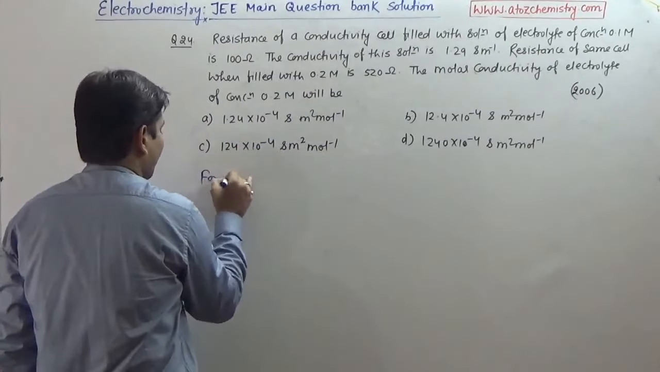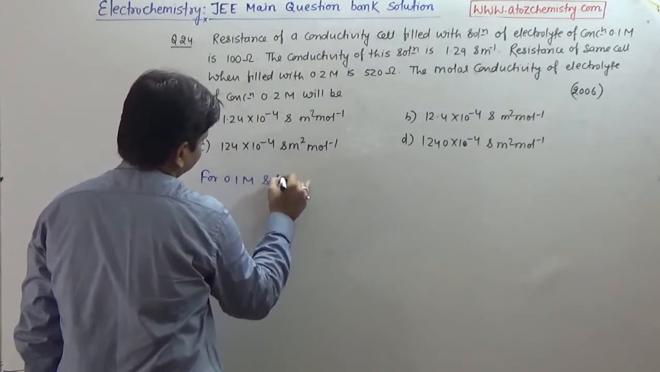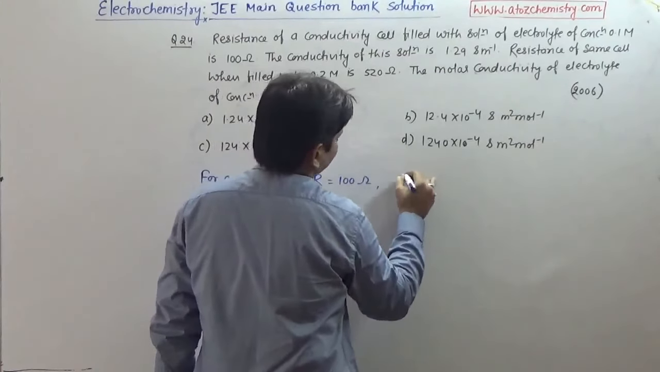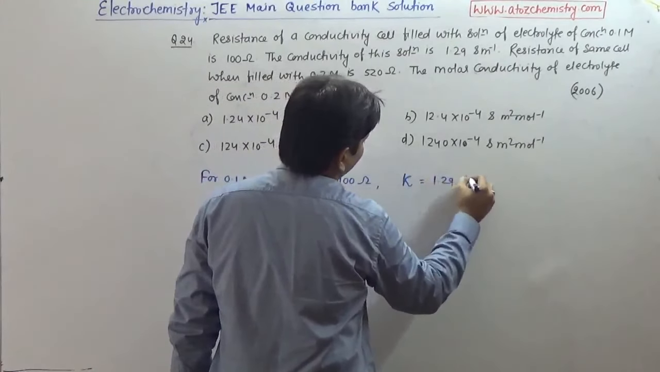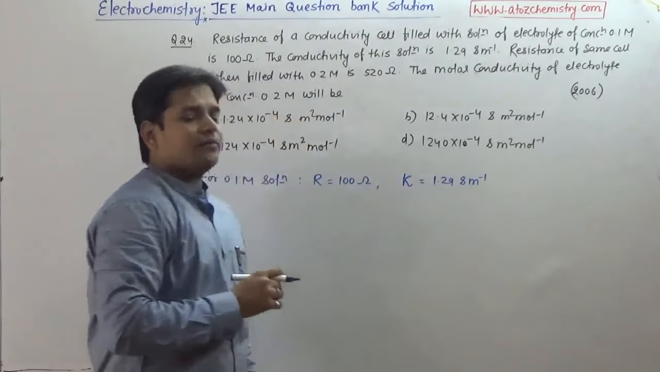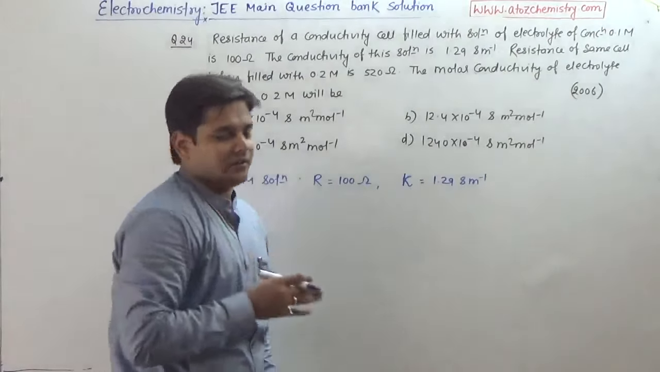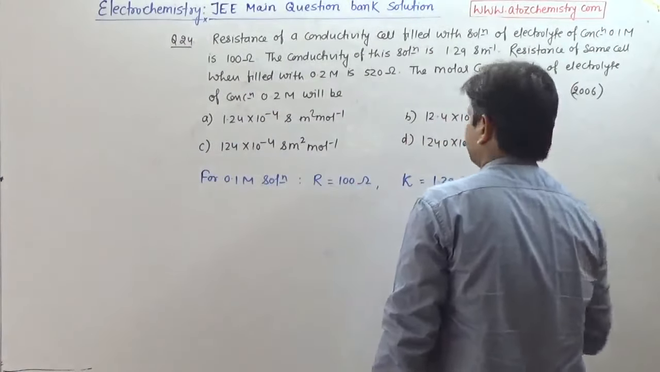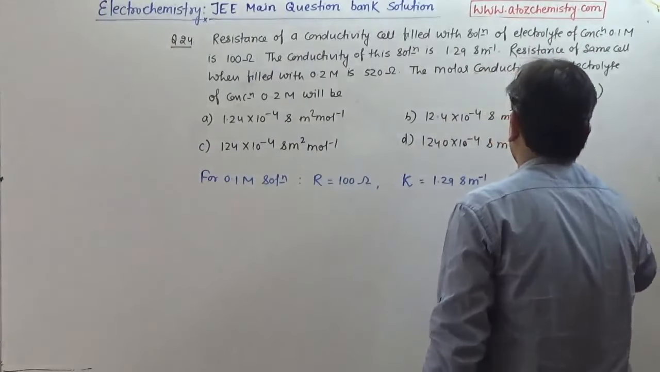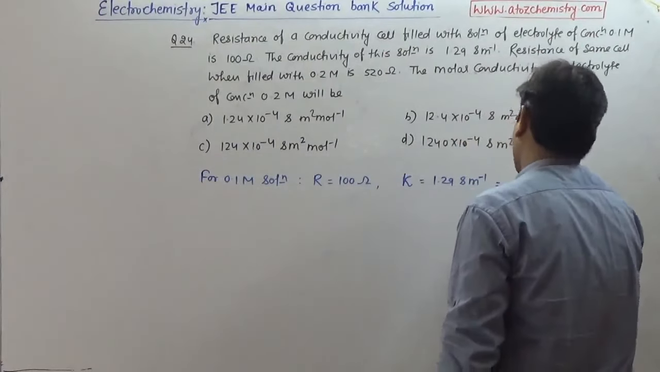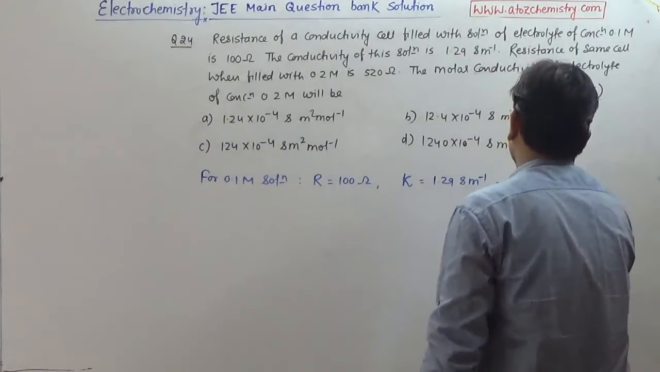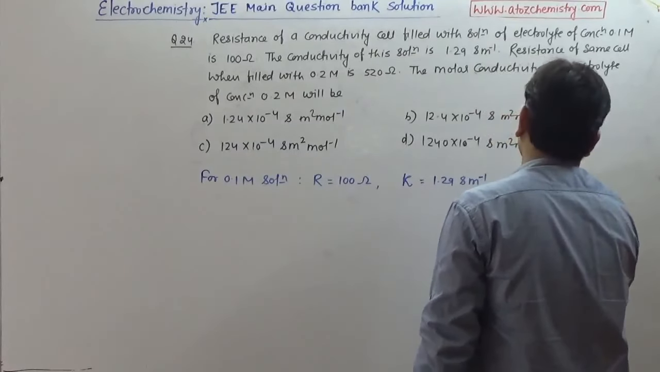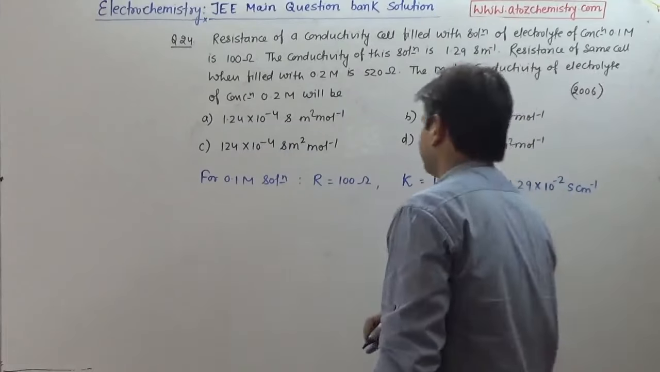Look, for the 0.1 M solution, resistance is 100 ohm and kappa is 1.29 Siemens meter inverse. I am using the data in centimeter inverse. So if this is in meter inverse, then it is centimeter inverse. Meter is replaced by centimeter, so this is going to be equal to 1.29 × 10^-2 Siemens centimeter inverse.